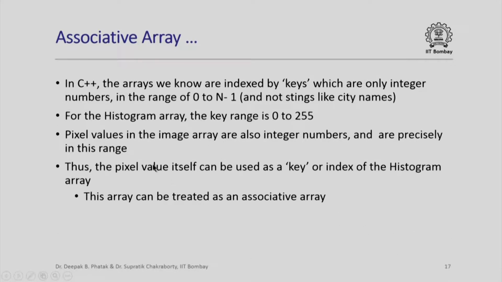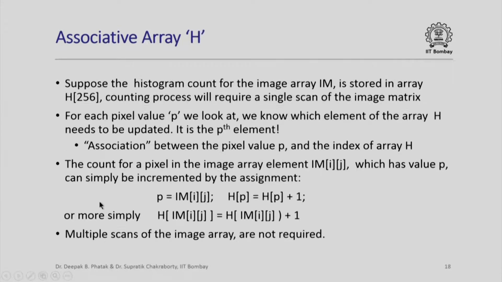Fortunately, we have pixel values that we are dealing with, because we note that in C++ the arrays can be indexed only by integer numbers, not by strings, and these have to be in the range of 0 to n minus 1 if there are n elements in the array. For the histogram array, the key range is 0 to 255. We observe that pixel values in the image array are also integer numbers and are precisely in this range. Therefore, the pixel value itself can be used as a key or index of the histogram array, and this array then can be treated as an associative array. Look at how it simplifies the computations.